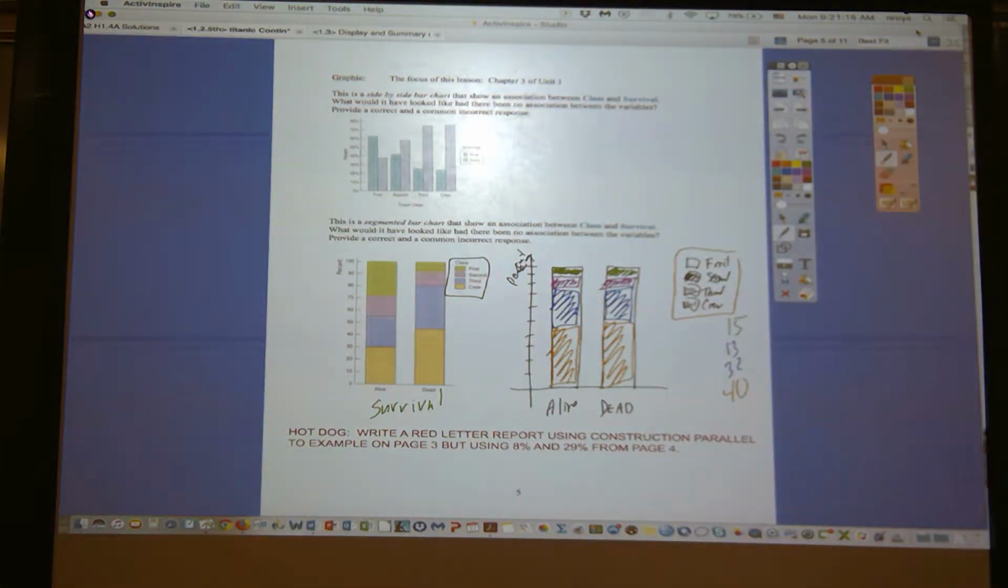On the back side of this handout, is there a blank on the back? No, okay. So I have a new handout for you. And this handout is to prepare you for assignment 1.3, which is due on Wednesday.